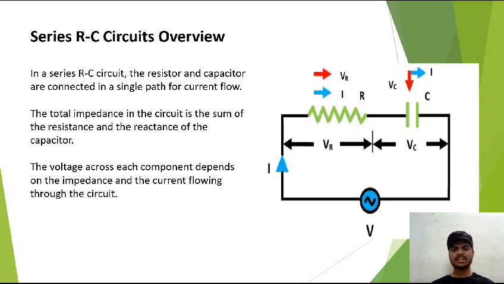In a series RC circuit, both the resistor and capacitor are in series, so the current will be the same in both the resistor and capacitor. But the voltage will be different, and the source voltage must be equal to the sum of the voltages across the resistor and capacitor. Their values will depend on their impedance, and the total impedance in the circuit is the sum of the resistance and the reactance of the capacitor.